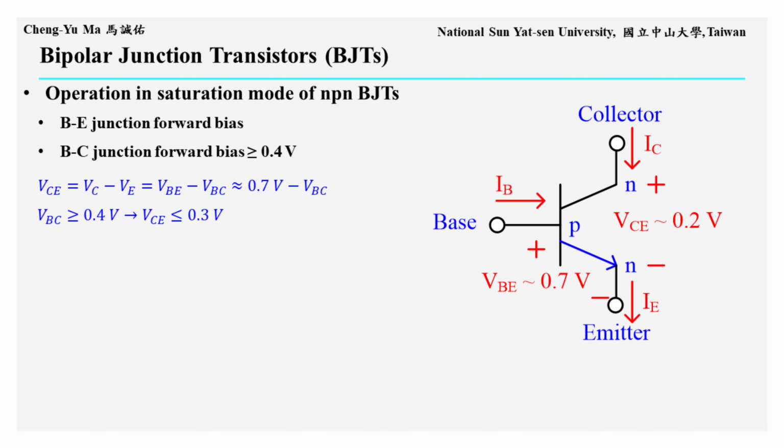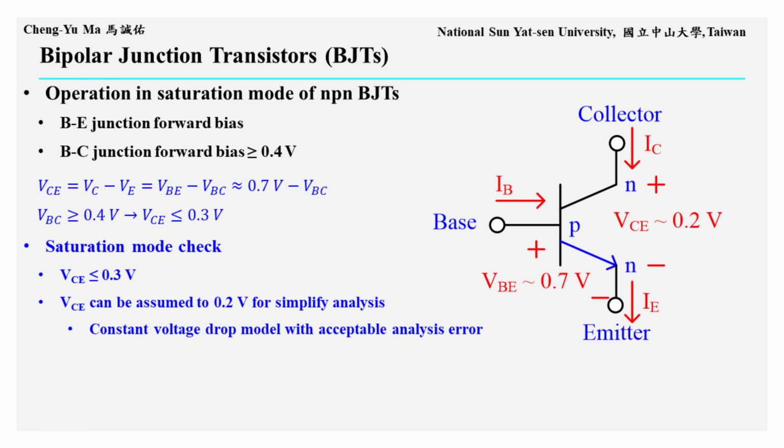Finally, we summarize the bias condition for an NPN BJT in saturation mode. The BE junction must conduct with a large forward current, so VBE can be approximated as 0.7 volts using the constant voltage drop model. The BC junction must also be forward biased by more than about 0.4 volts, so VBC is greater than 0.4 volts. The collector emitter voltage is VCE equals VC minus VE, which can also be written as VBE minus VBC. Therefore, VCE is approximately 0.7 volts minus VBC. Since VBC is greater than 0.4 volts in saturation, VCE becomes less than about 0.3 volts.